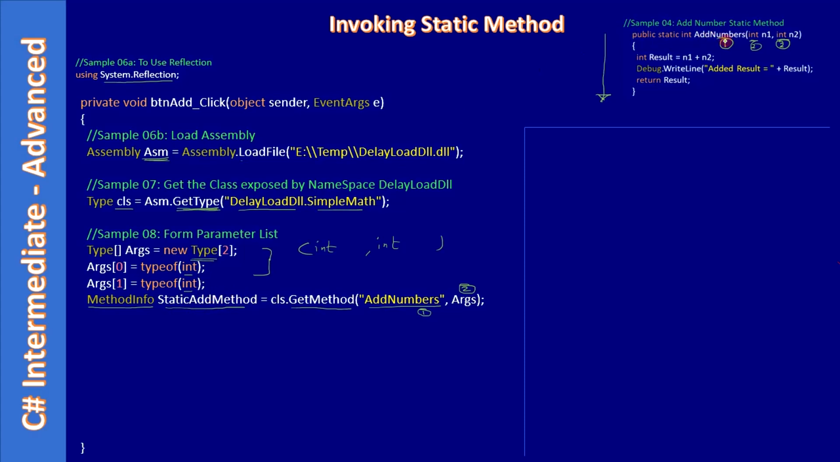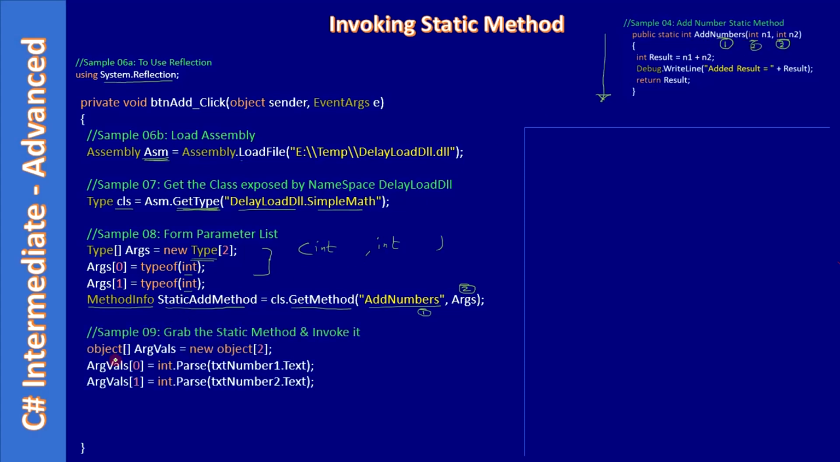Alright, we have the add numbers method in hand. That means we are pointing to this method, but to make a call to it, we need to supply parameter values. So for that, we are creating one more array. This one is the type array. Here we are creating the object array. Through reflection, we can use an object array because it can match any parameter type, whether it is integer, float, or string.